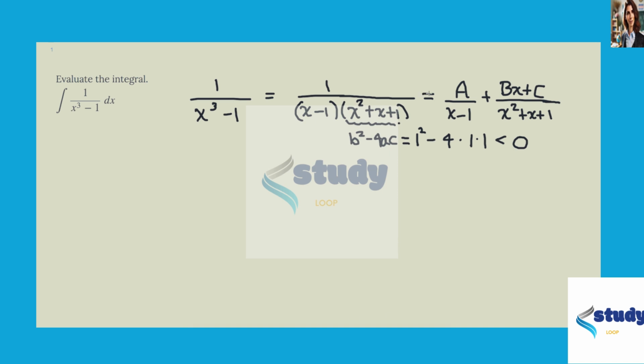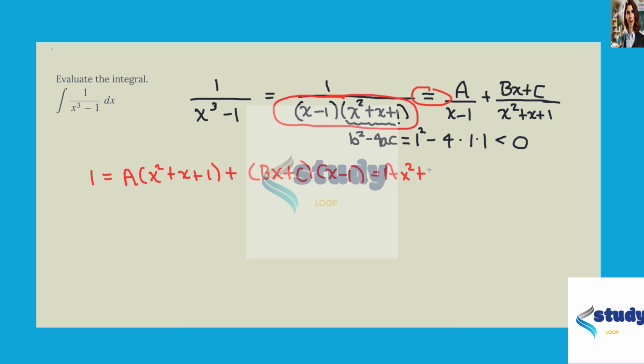So let's multiply both sides of this equation here by the denominator on the bottom left. We have 1 equals a, x squared plus x plus 1, and then bx plus c, and then x minus 1. And let's just go ahead and expand this right-hand side. Ax squared, ax, a, bx squared, cx, minus bx, minus c.